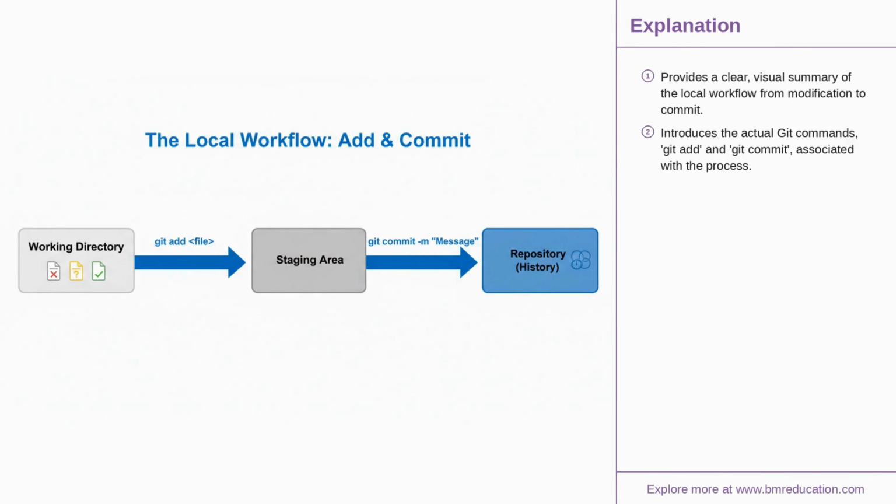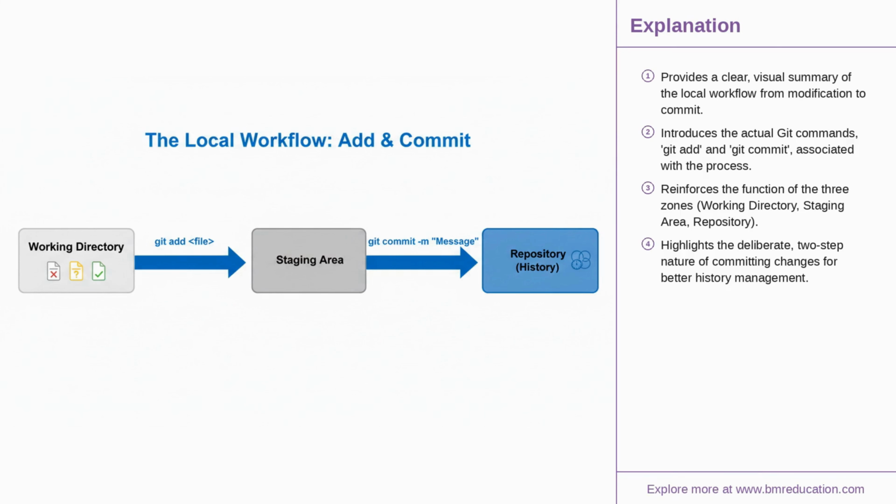Let's visualize this entire workflow. You start by modifying files in your working directory. You then use the git add command to move specific changes to the staging area. Finally, you use the git commit command to take everything in the staging area and create a permanent snapshot in your repository. This two-step process gives you precise control.